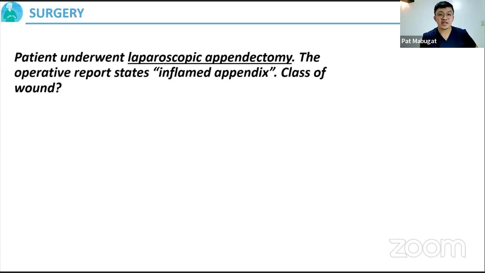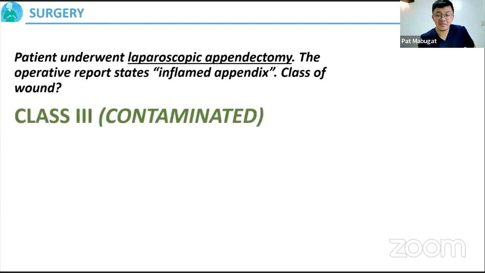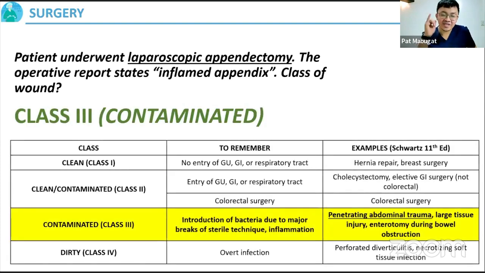Next, patient underwent LAP AP. The operative report states it was an inflamed appendix. What's the class of wound? So again, if there's inflammation already, it's already class 3 contaminated. So again, class 1, that's clean. There's no entry in any hollow viscus. Class 2, there is entry, but still somewhat clean. Class 3, there's inflammation. Class 4, there's pus or there's abscess. For this one, it's only inflamed.